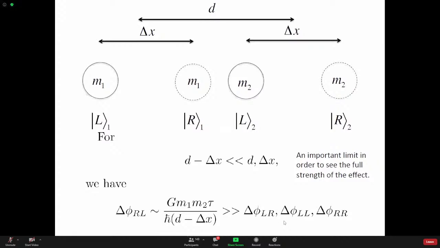So essentially, we think of a case where you have managed to make superposition sizes of mass being here and there much larger than their closest approach. So this closest approach is much smaller than all these distances. Then only one phase term dominates, and this is the only one we have to estimate to see the scale of the effect.